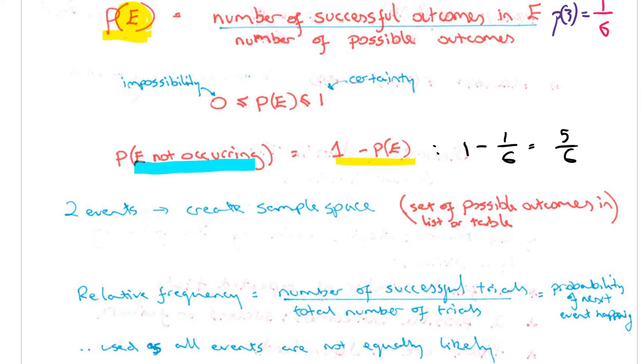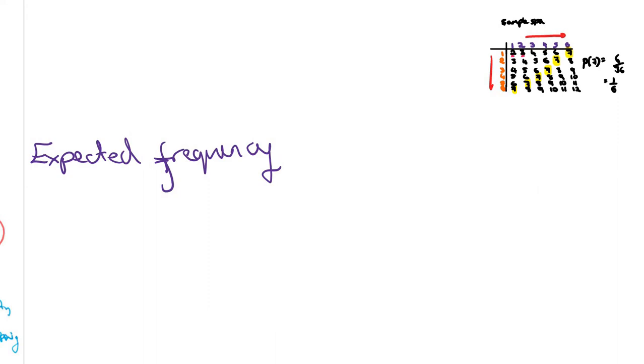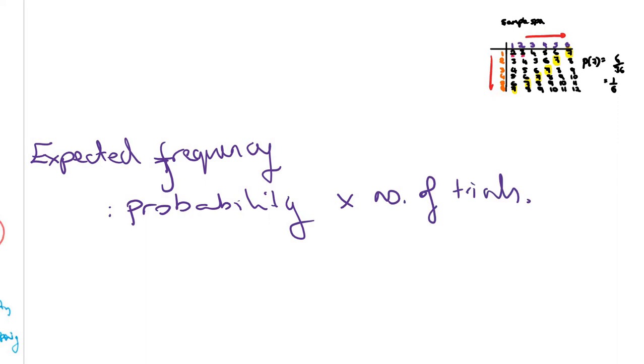Expected frequency is the probability times the number of trials. So for expected frequency, all we need to do is work out the probability of the event happening times the number of trials. For example, let's say we're talking about a lotto draw and the probability of winning this lotto is 1 in 50. Let's say the lotto was carried out 1,000 times. The expected frequency, i.e. the number of wins, would be 1,000 times 1 over 50, which is 20. So we'd expect 20 wins there.